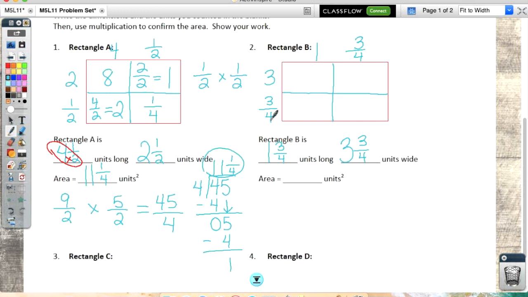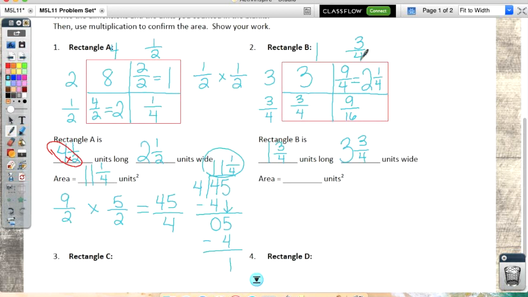So 3 times 1? 3. 3 times 3/4? 9/4, which is 2 1/4. Okay, 2 1/4. And then I've got 3/4 times 1, 3/4, right? And 3/4 times 3/4. 9/16, because we multiply straight across. So we're going to do 3 times 3 and 4 times 4.